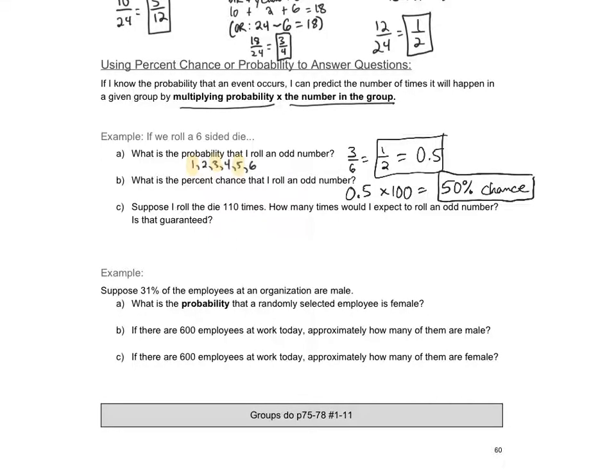And finally, if I roll the die 110 times, about how many times would I expect to roll an odd number? Now, I realize that you can just take half of 110, but I want you to look at it in the context of what I've written up here as well. Think about how if I take my probability times the number in my group, that is taking half of the 110. So that is giving me my 55. And it's not guaranteed. This is just giving me a ballpark.